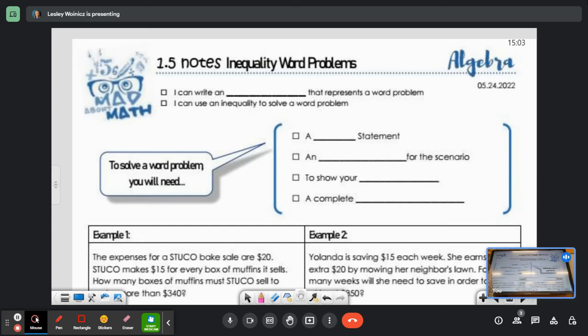This is your 1.5 notes for inequality word problems. We are going to write inequalities to represent word problems.